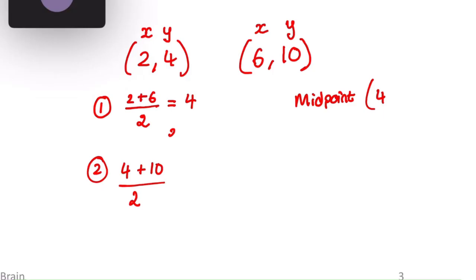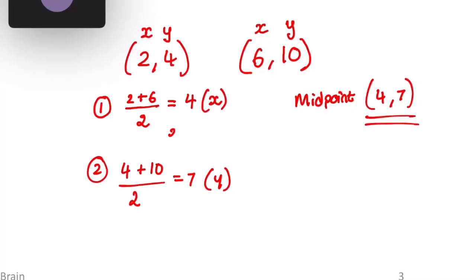So 4 add 10 gives you 14. 14 divided by 2 gives you 7. Okay, so 4, 7 is our midpoint. So you add together the two x coordinates, and then you divide by 2 to get the x coordinate of the midpoint. And then you add the y coordinates, 4 and 10, and divide by 2. And that's going to give you the midpoint of the y coordinate. And then you combine that together. This is for x, this is for y, and then you get your midpoint, which is 4, 7.